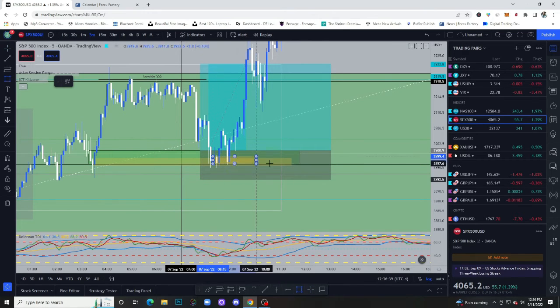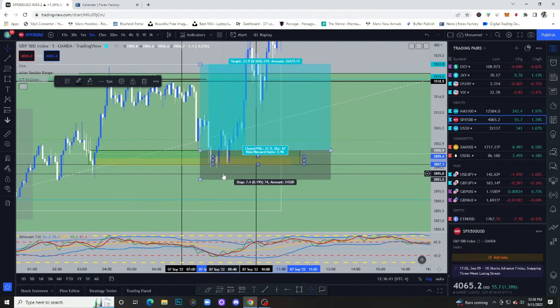Mark another one. This is another bullish order block. So I see back-to-back bullish order blocks being formed. I'm definitely anticipating price to hit higher. And that's exactly what happened here.